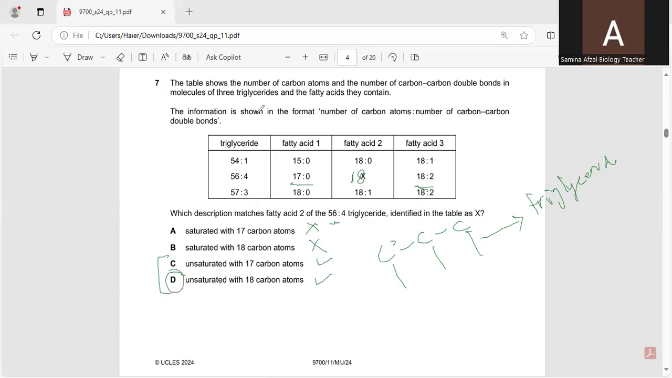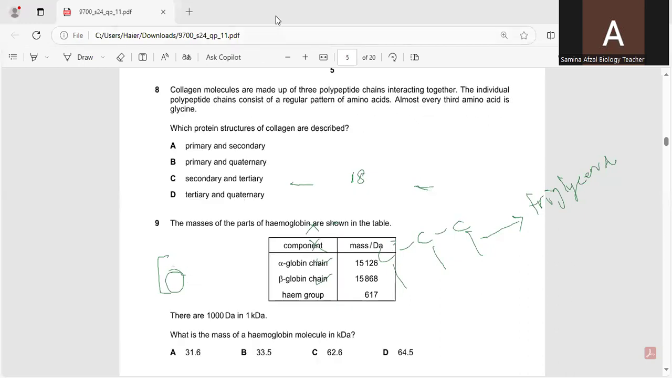So we will move towards the next question. Question number 8. Collagen molecules are made up of 3 polypeptide chains interacting together. The individual polypeptide chain consists of a regular pattern of amino acids. Almost every third amino acid is glycine. Which protein structure of the collagen is described?